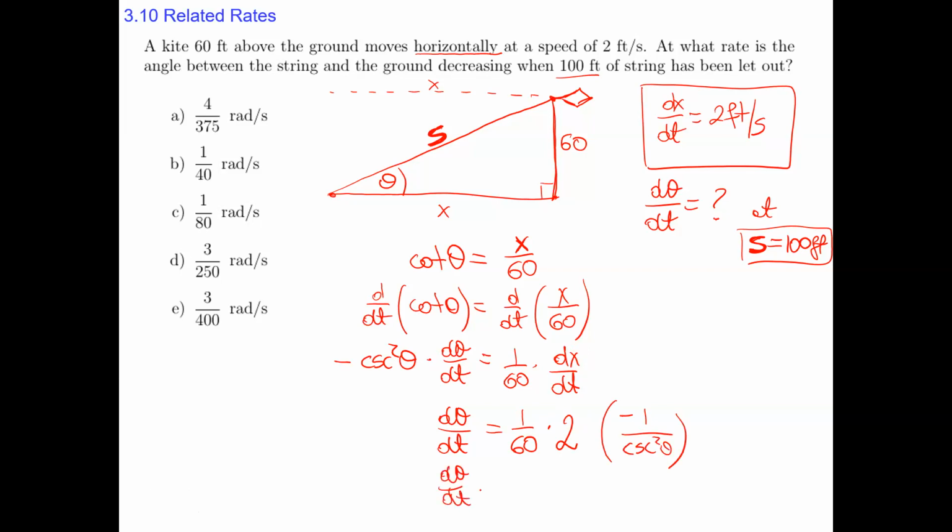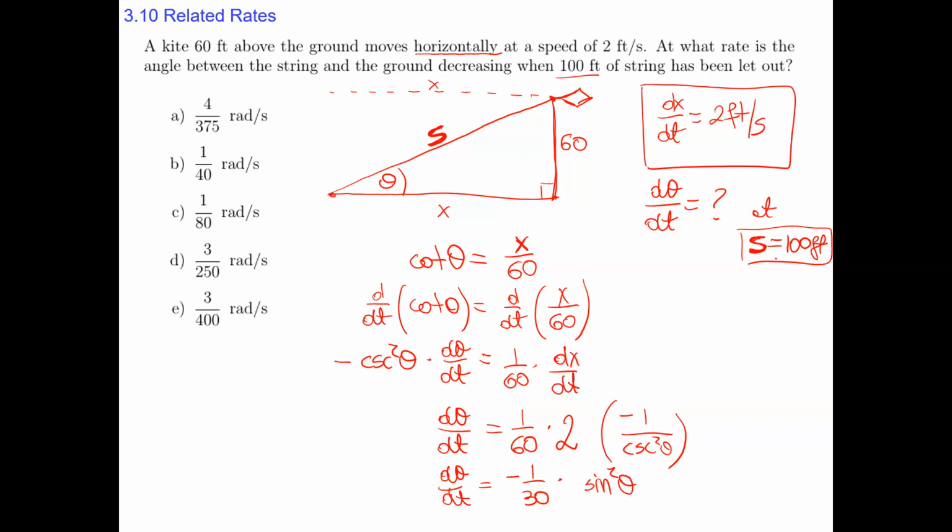Okay, let's simplify a little. Maybe that negative I can put in front. 60 divided by 2 is 30, because that negative has nothing to do with the square. If this were squared, it would not be there. That means negative, and it makes sense, negative because it's decreasing. Yes, we know as the kite flies away, the angle is almost 0. Actually, the reciprocal of cosecant square is sine, so it will be sine square theta.